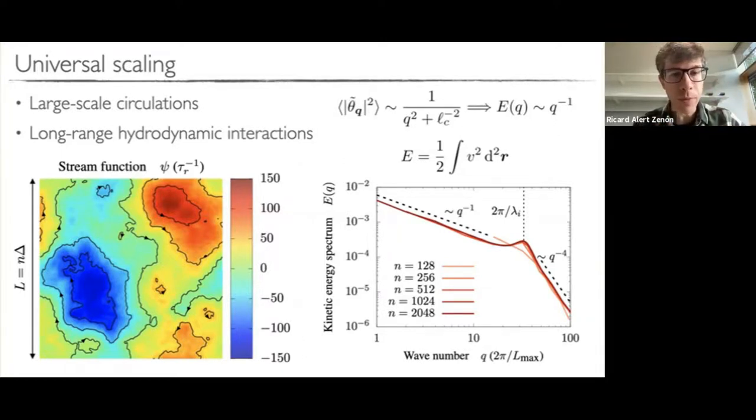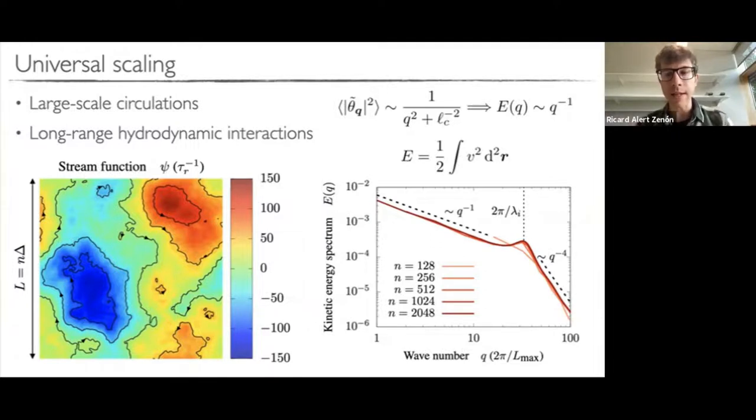Okay. In Fourier space, this reads like this. It means that the spectrum of the angular fluctuations is given by a Lorentzian-like function with a characteristic correlation length. And just by assuming that, we can then directly predict that the spectrum of the kinetic energy of these flows will scale like Q to the minus one at large scales.